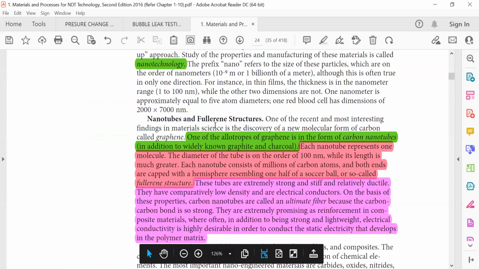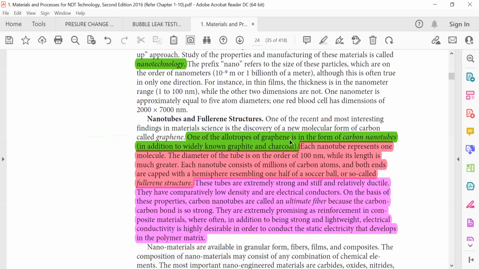Nanotechnology, nanotubes and fullerene structures. One of the allotropes of carbon is the form of carbon nanotubes. Each nanotube represents one molecule. The diameter of the tube is on the order of 100 nanometers, while its length is much greater. Each nanotube consists of millions of carbon atoms, and both ends are capped with a hemisphere resembling one half of a soccer ball, the so-called fullerene structure. These tubes are extremely strong and stiff, and relatively ductile. They have comparatively low density and are electrical conductors.